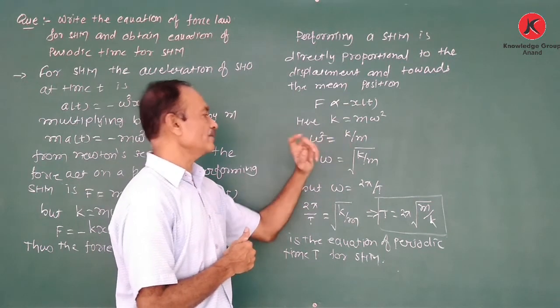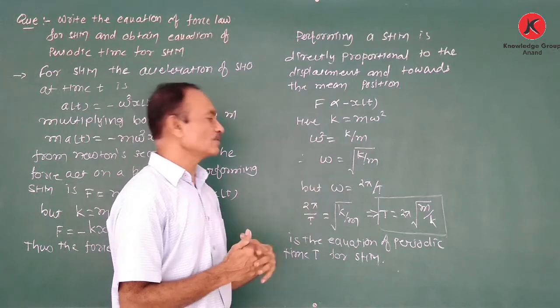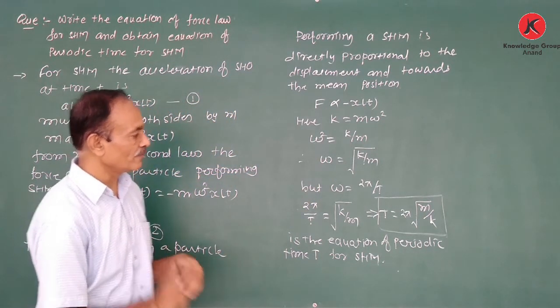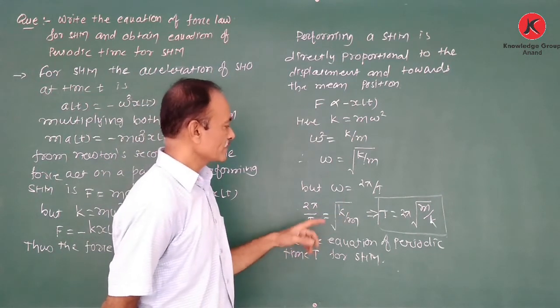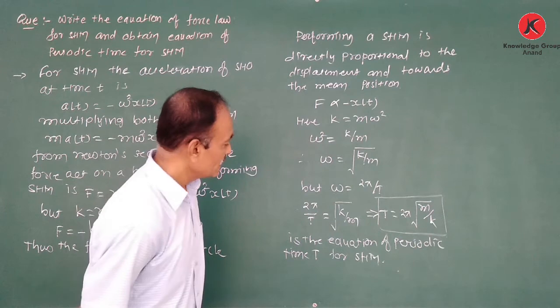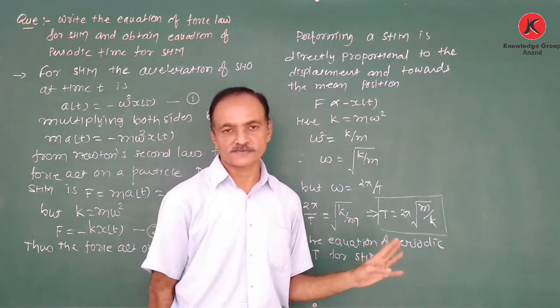Therefore, taking the square root, omega is equal to under root of k upon m. But omega is equal to 2 pi upon T. Therefore, 2 pi upon T is equal to under root of k upon m. Therefore, T is equal to 2 pi under root of m upon k. This is the equation of the periodic time T for simple harmonic motion.